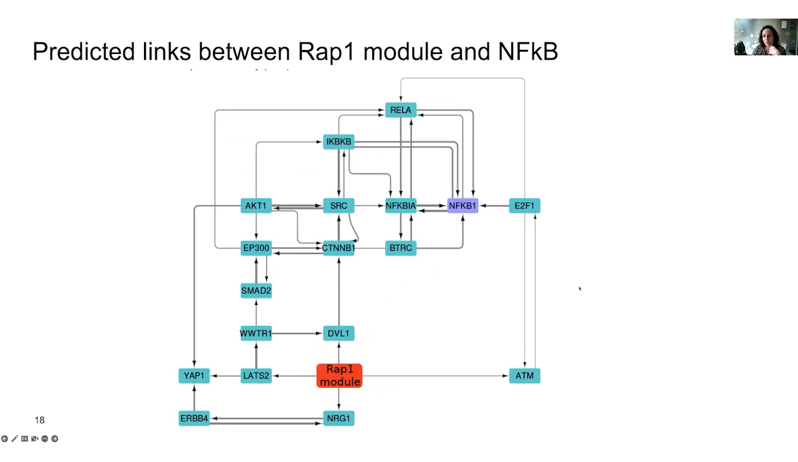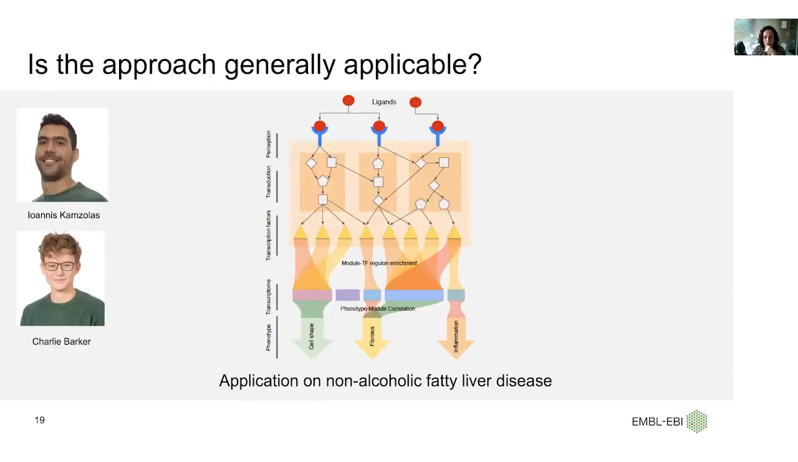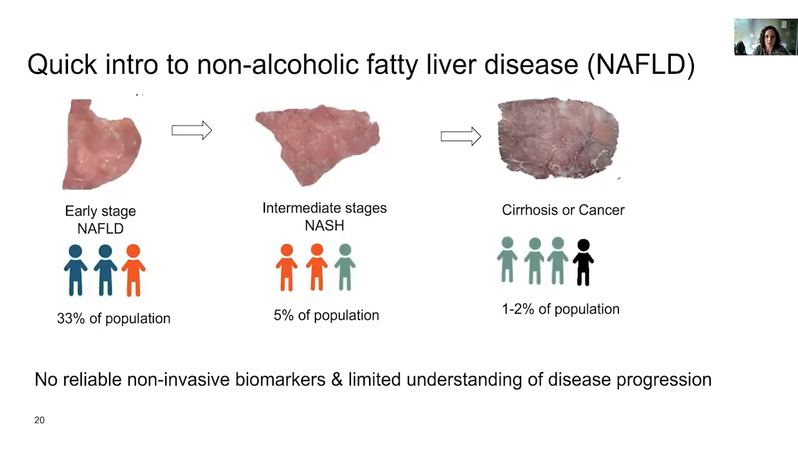So we developed this method, we applied it in cell shape, and now we're wondering, is it applicable to other systems? And so for that, Ioannis Kamzolis in my group was working on non-alcoholic fatty liver disease. We wanted to see if we can apply it to a disease phenotype rather than a cell shape, which is much, much more complex. To bring everybody on the same page, non-alcoholic fatty liver disease is a disease that starts with accumulation of fat in the liver. About a third of the population in the Western world is believed to have this kind of early stage NAFLD, and then a fraction of them will progress to steatohepatitis.